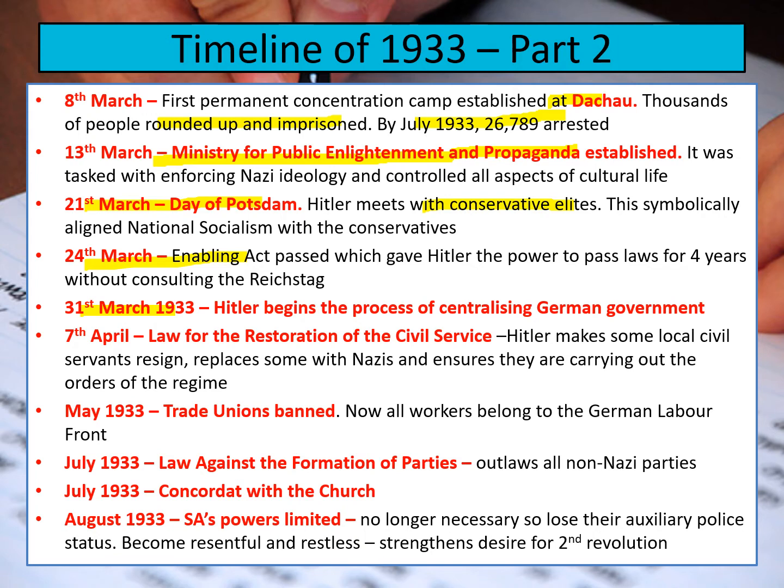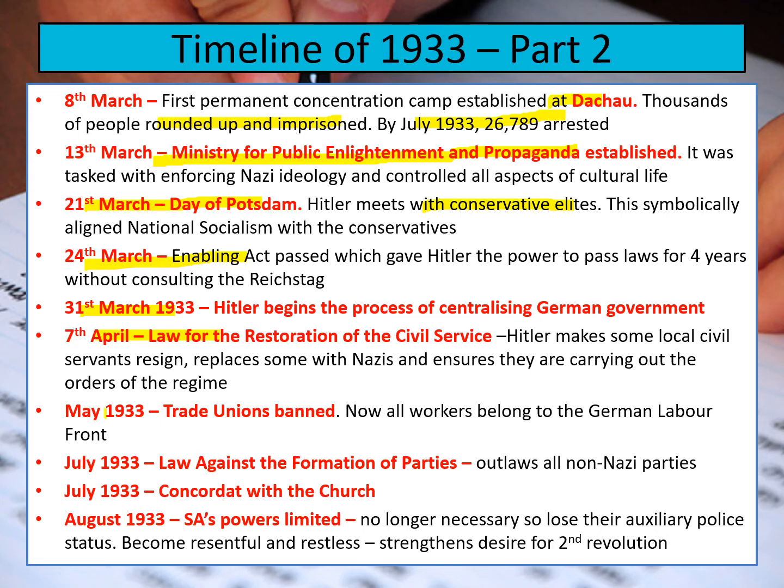By the time we get to 7th of April, he's starting to work on trying to restructure the civil service. He proceeds with some caution at this point because he doesn't want to alienate these conservative groups, but he does do things like purging Jewish people from the civil service and anybody that is too left-wing.